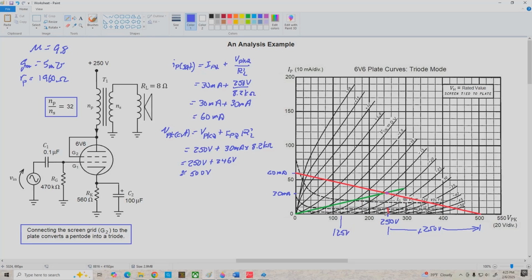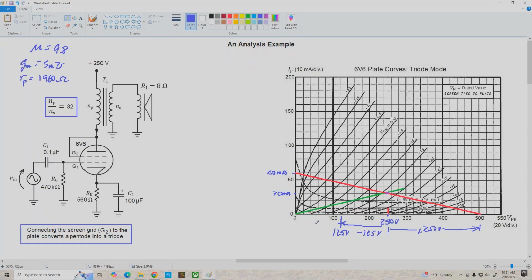So our negative swing based on hitting VGK equals 0 is negative 125 volts. Now I'm going to record these values over here as V prime out max, and I'm using a prime because it's the voltage swing at the plate we're looking at, not necessarily at the load. V prime O max equals 250 volts.